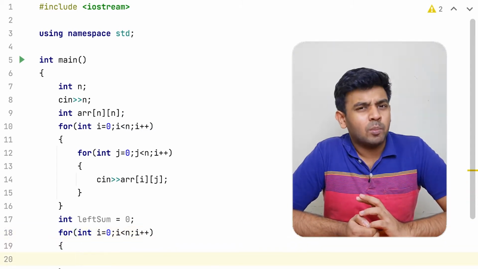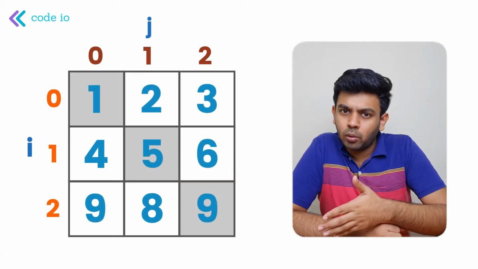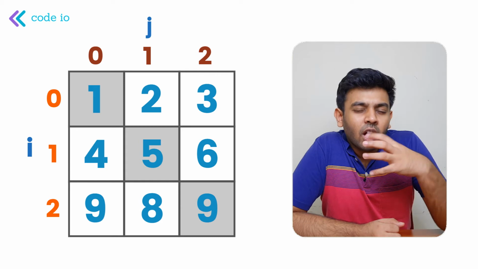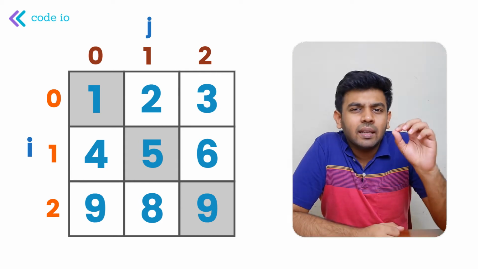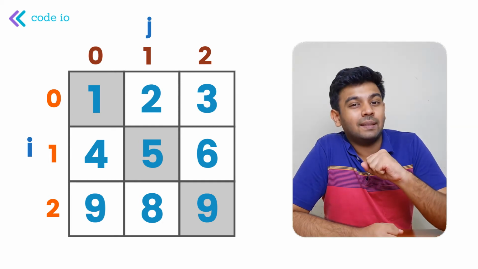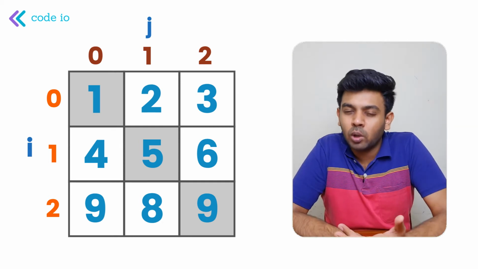Let me explain why. The left diagonal starts from the left top and goes to the right bottom. If we observe the coordinates of the elements in the left diagonal, there will be a pattern. And what is that? The first element is 0, 0. The second element in the diagonal is 1, 1.